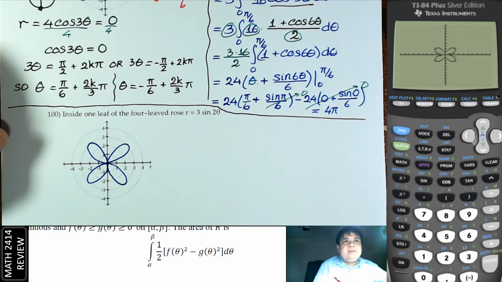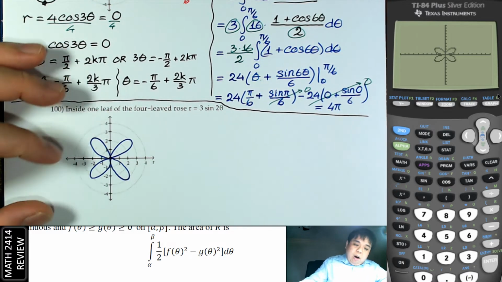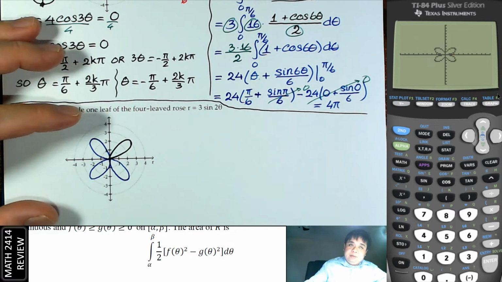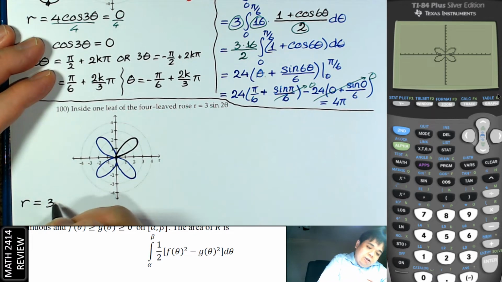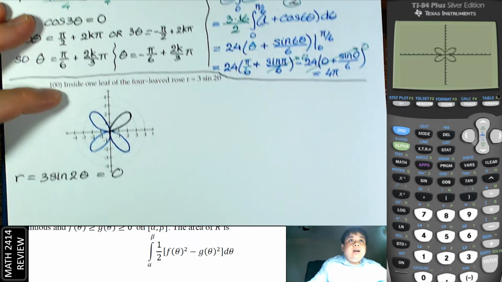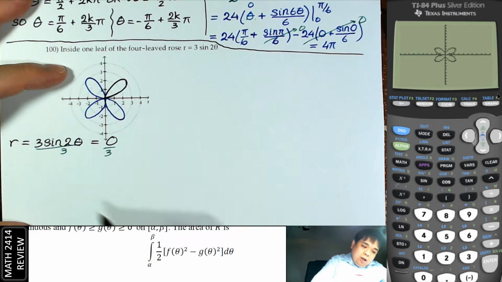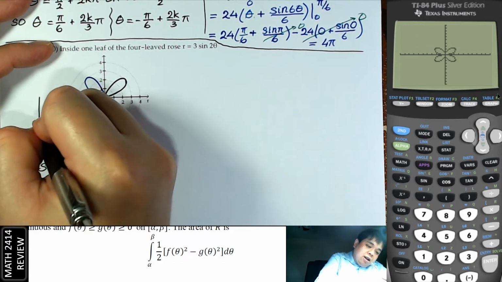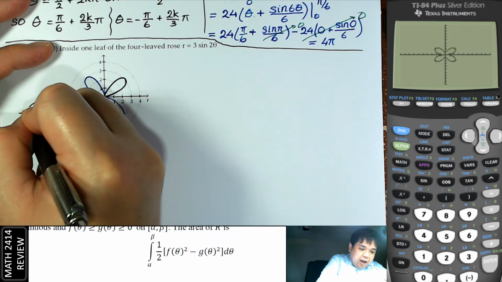Close enough. Right, now, first let's find the limits. The limit for one petal is start from 0 and go back and hit 0. Right, so we let this equal to 0. So we start from 0, get back to 0, divide by 3. So sine of 2 theta equal to 0.